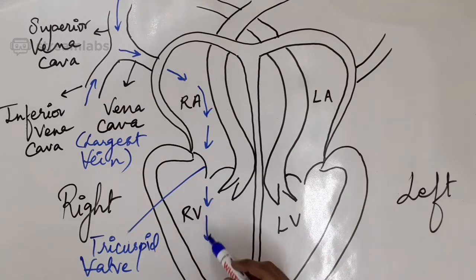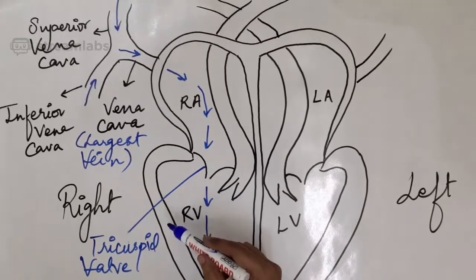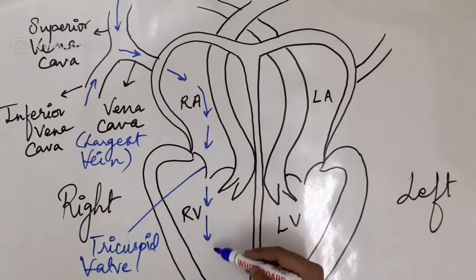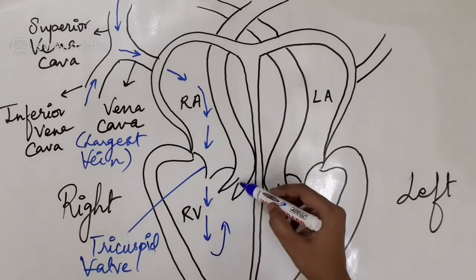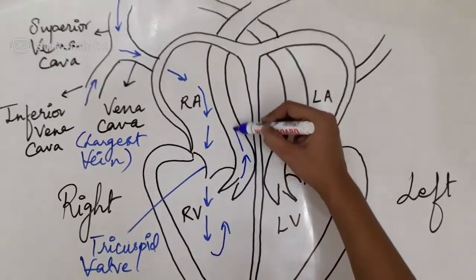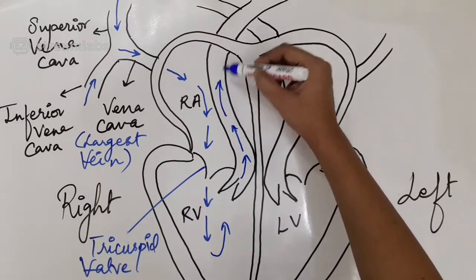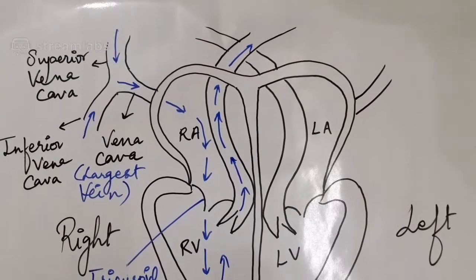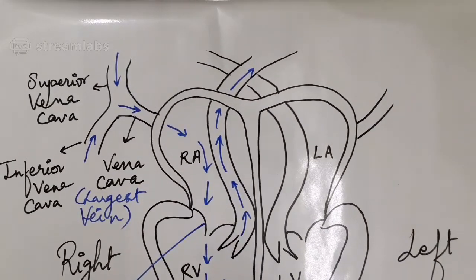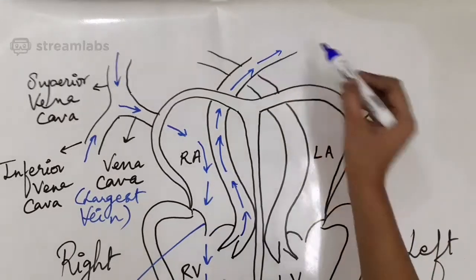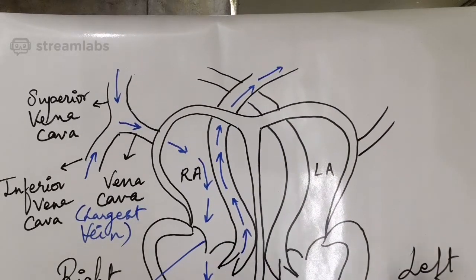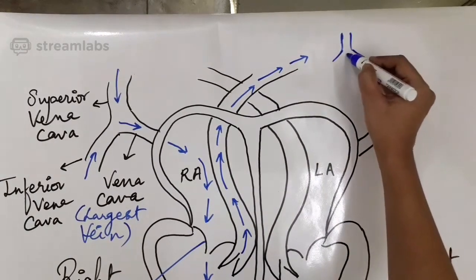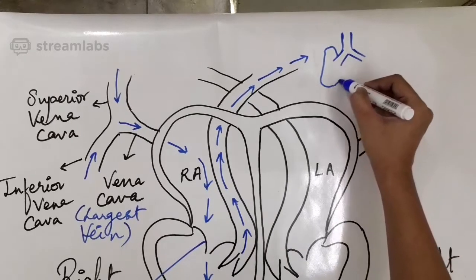From here, the wall of the right ventricle, which is thicker than the auricle wall, pushes the blood with pressure into an artery called the pulmonary artery, which carries the blood away from the heart. This vessel carries the blood into the lungs for purification or oxygenation.